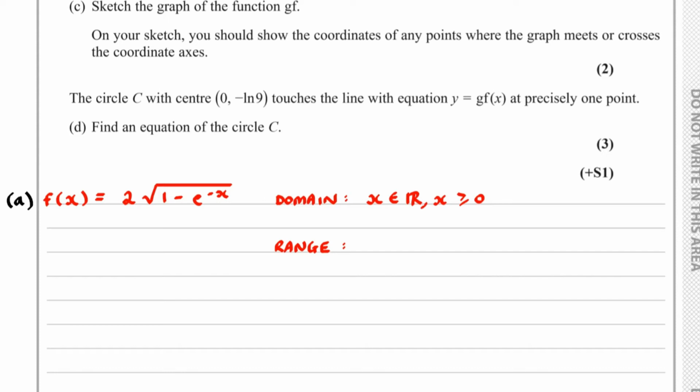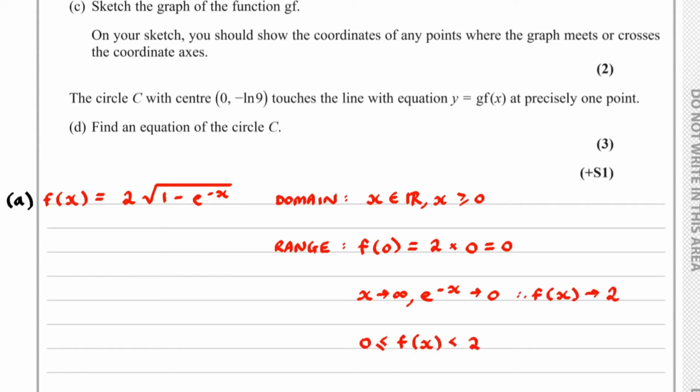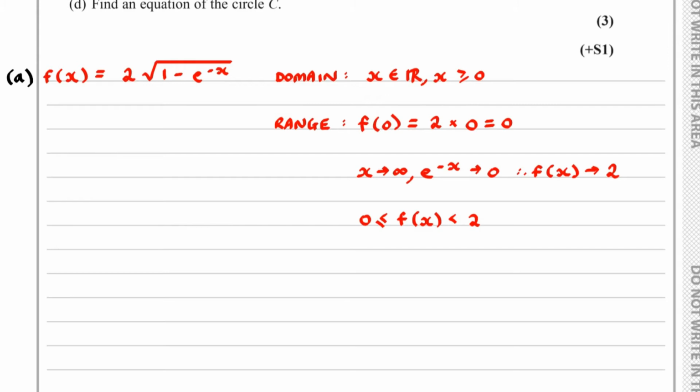So for the range, well, when x is 0, f of 0 is equal to 0. And if we think about what happens as x gets really large, well, as x tends towards infinity then, e to the negative x tends towards 0, which means f of x would tend towards 2. So for the range, we have 0 is less than or equal to f of x, which is less than 2. And now when we come to sketch a graph, here is the graph of f of x.